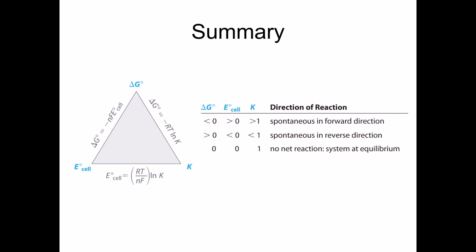Alright, so for our summary of our concept, we have 3 different values that can tell us spontaneity and reaction direction. Our E cell is measuring it in terms of potential or voltage going through our cell. Our delta G tells us how much work we can do, and our K value tells us where the equilibrium lies. Alright, so we have 3 different equations in order to move between the different values, between E cell and delta G, delta G and K, and E cell and K.